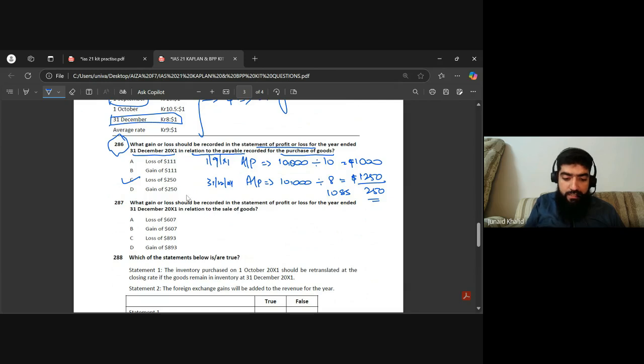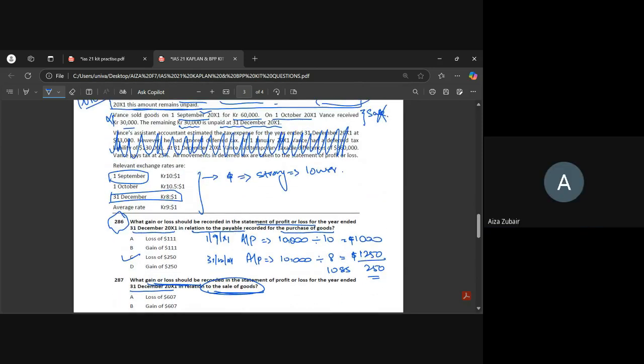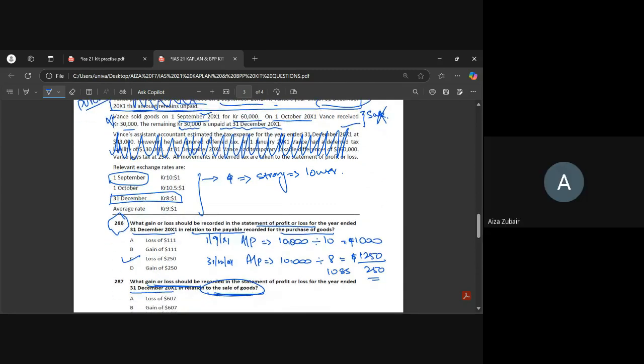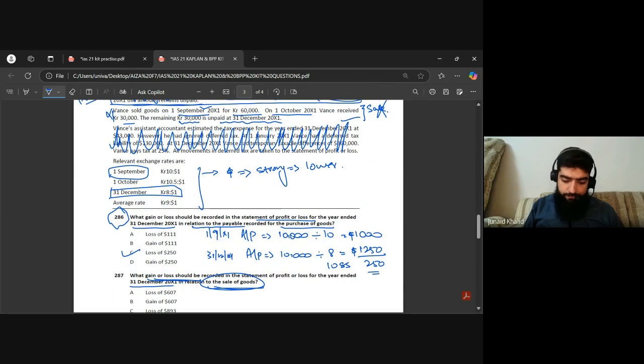Can you do that one? Now, this is the same requirement, but it's different. And what is the difference? Now we are going to calculate the gain or loss that should be reported at 31st December. Now, this is for the sale transaction, right? Yes. So it means now the first paragraph is irrelevant. Now the second one is going to be relevant for us. Can you try this one now? Okay.